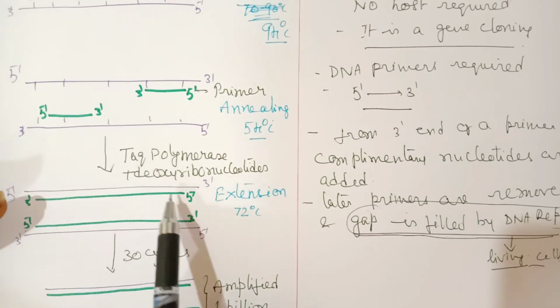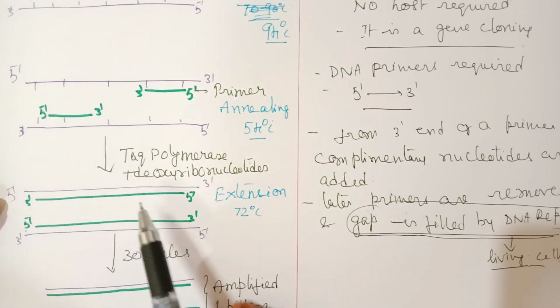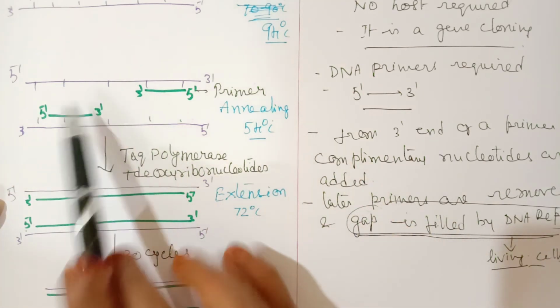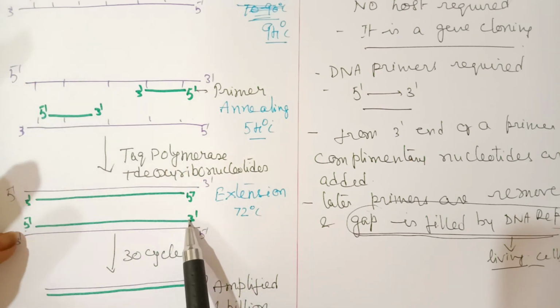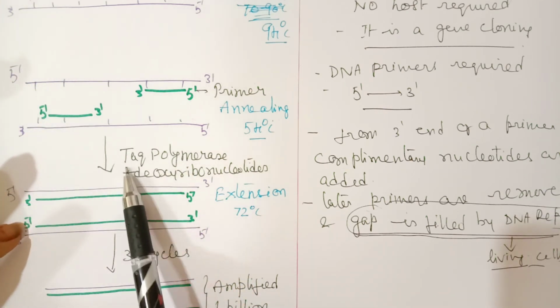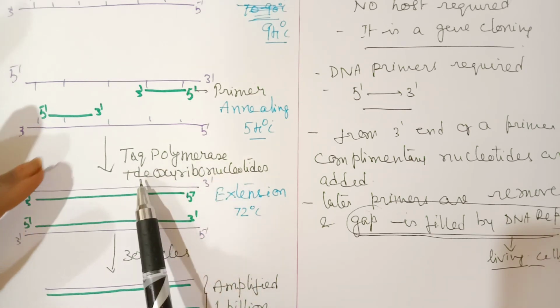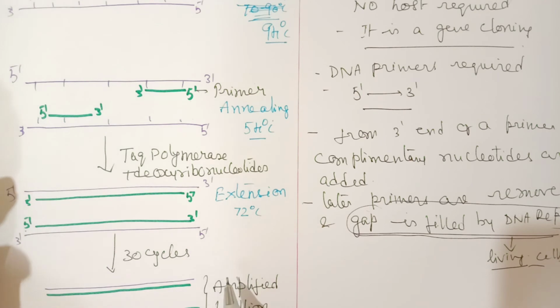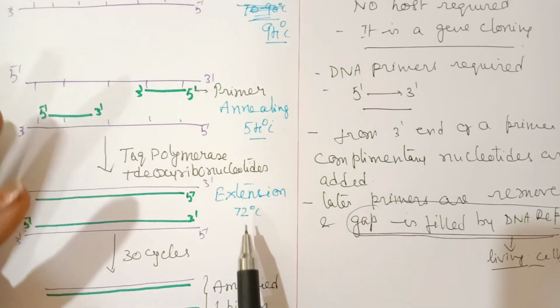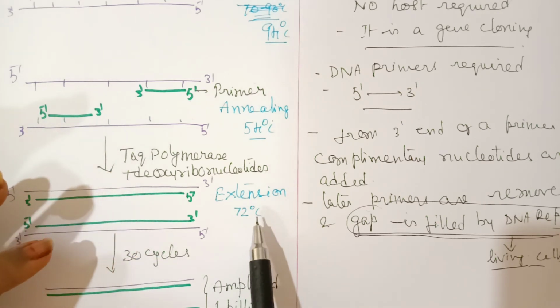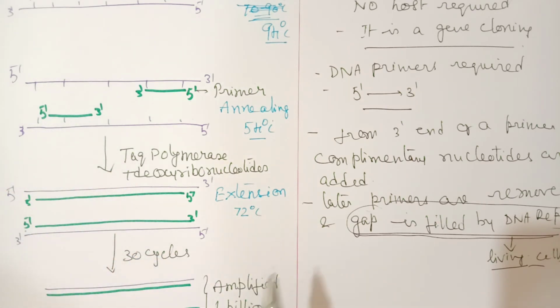Now, the third step is called extension. In extension, there is synthesis of new DNA strand. I told you from 3 prime end onwards, the nucleotides will be added. That comes in extension. And extension requires the polymerase called Taq polymerase, plus deoxyribonucleotides. This enzyme is obtained from a thermophilic bacterium, Thermus aquaticus. And extension is done at a temperature of about 72 degrees centigrade. So here there is an increase in temperature.